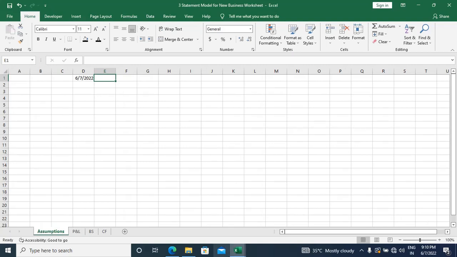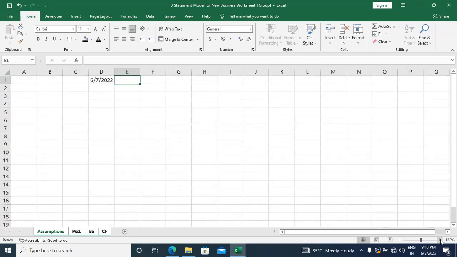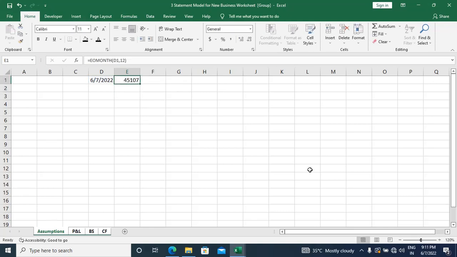Now I would like to group it once again because I need to do some more work as well. I would like to increase the zoom to 120% for better visibility. I will do one more thing, equal to EOM, end of month. Starting date will be this, comma, month will be 12. Press enter. So we have 2 years, 3, 4, 5. We will do Control R. Now these numbers are appearing.